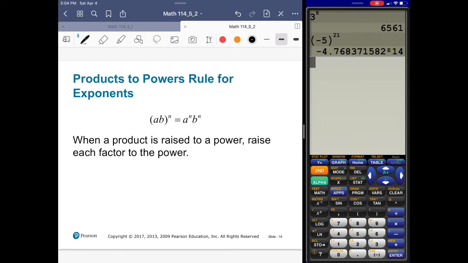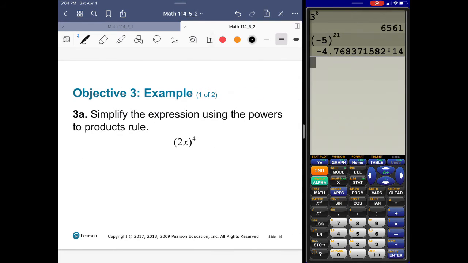This rule is the products to powers rule. It's more like the distribution property. In a way, we have a times b, to the n. That means that both a is to the power of n and b is to the power of n. So this becomes 2 to the power of 4 times x to the power of 4. And 2 to the power of 4 is 16, so 16x to the 4th.